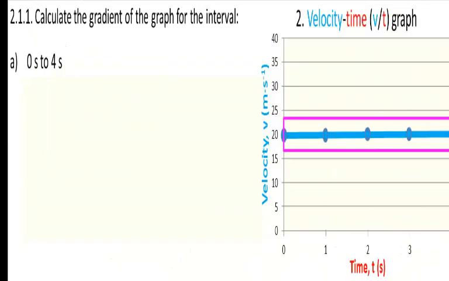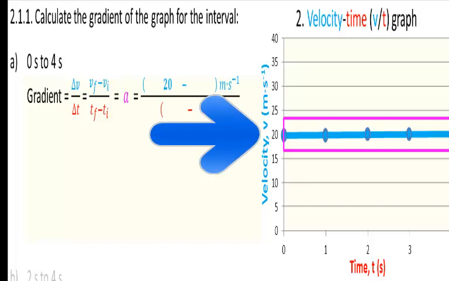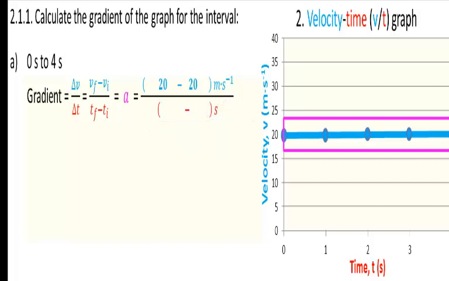So let's calculate the gradient of this graph. For the interval 0 to 4 seconds, gradient is rise over run, in this case delta v over delta t. Final velocity minus initial velocity over final time minus initial time. Now, it's actually a little silly to do this because it's so obvious that the gradient is 0. It's a flat graph. But let's go through the process anyway. So we take this interval here. The velocity at the end of this interval is 20 meters per second, and at the start it was also 20 meters per second. So the change in velocity is 20 minus 20 meters per second, 0 meters per second.